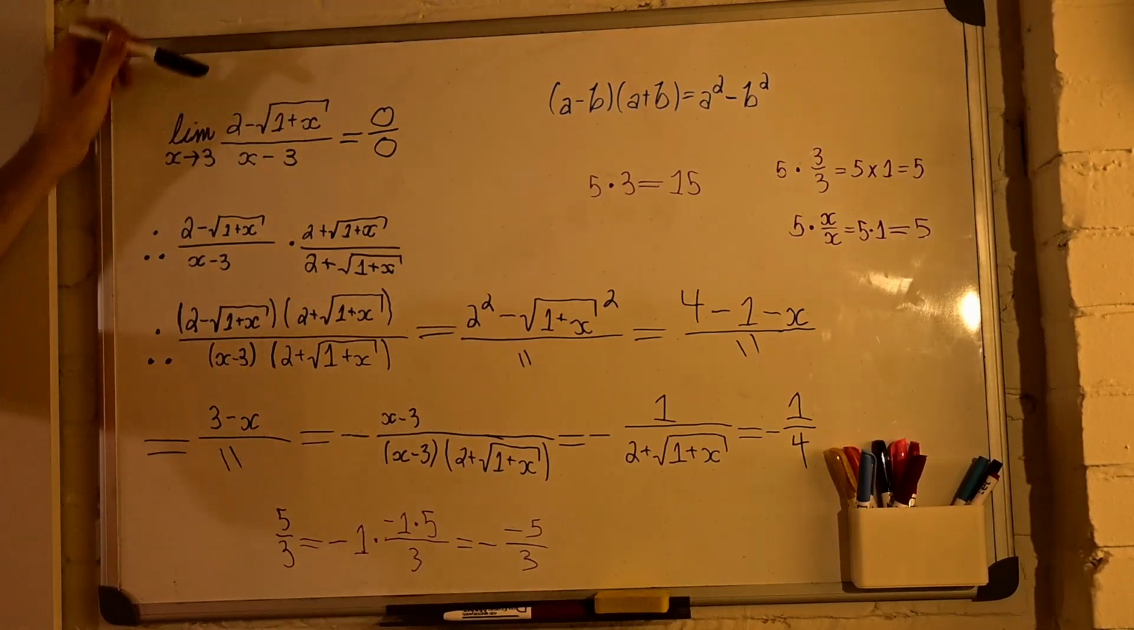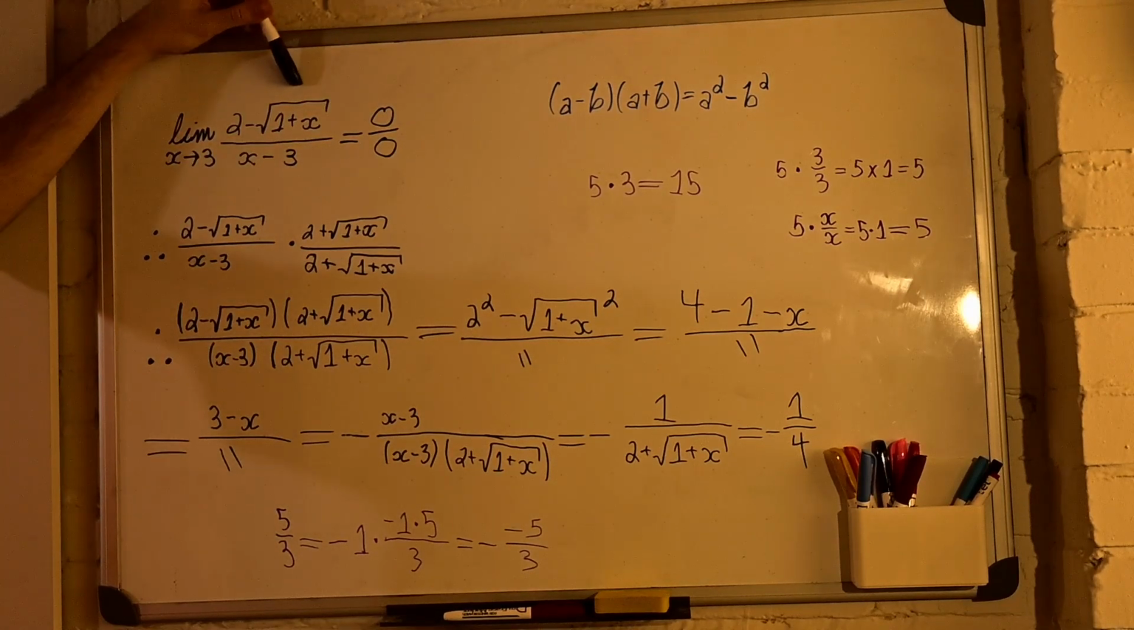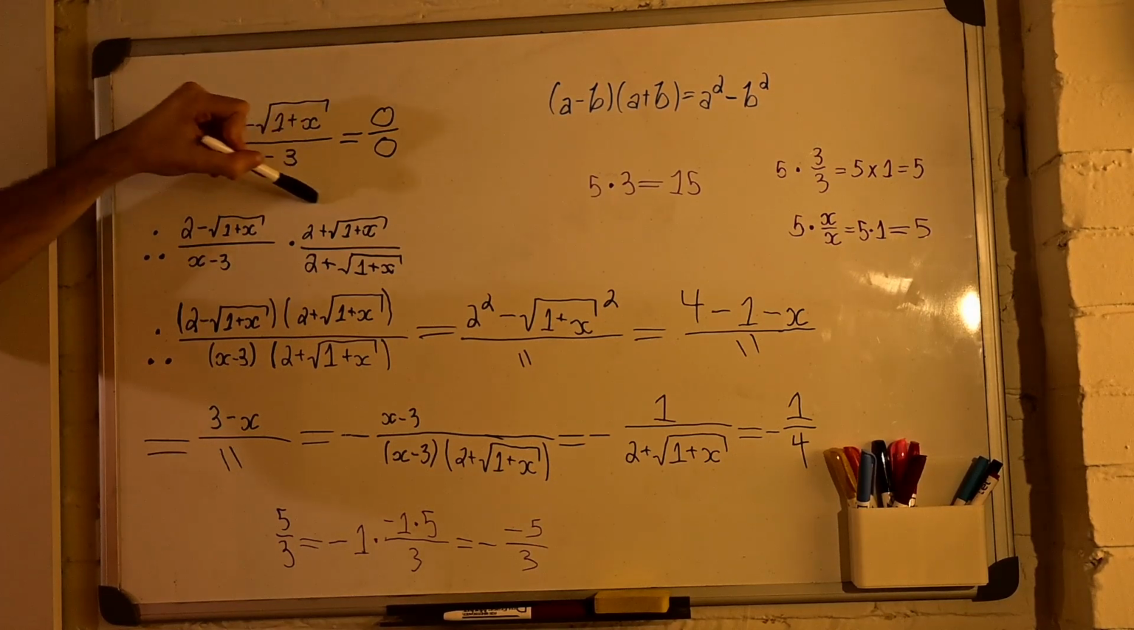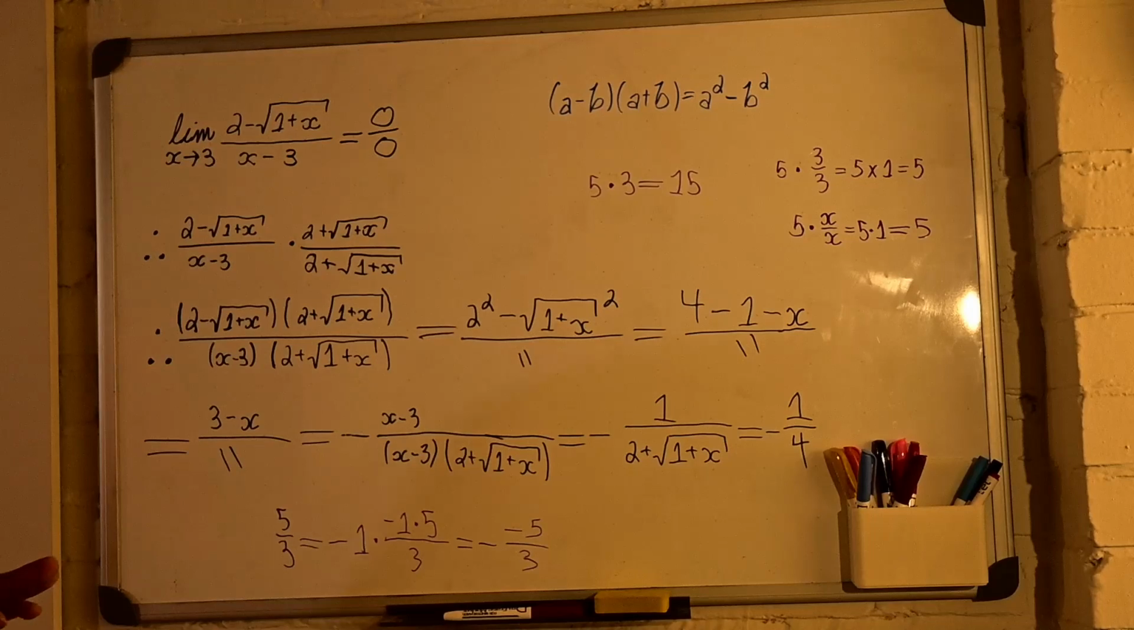So basically you want to take 2 minus the square root of 1 plus x and multiply it by 2 plus the square root of 1 plus x. That's what I did here. Now that might seem a little bit strange, and so I'm going to explain a bit more.